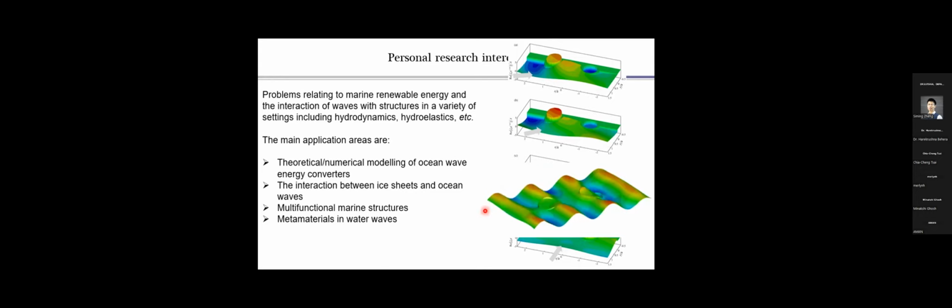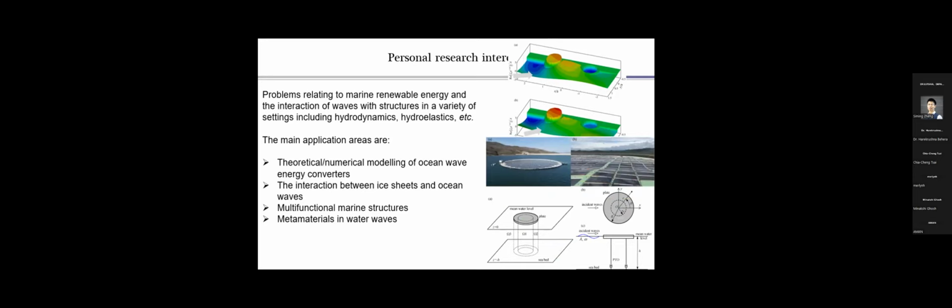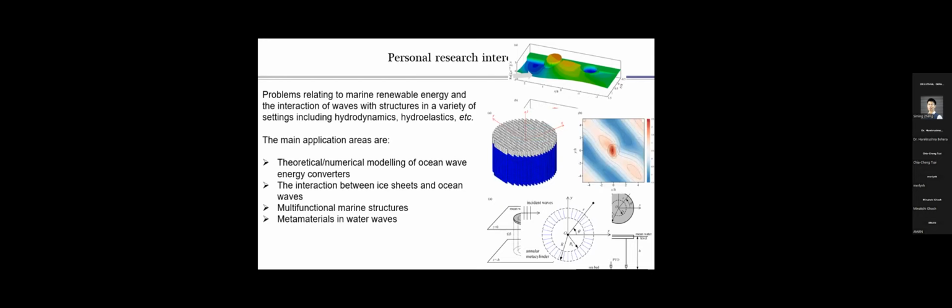This animation shows water wave interaction with an array of floating porous elastic plates. This is an integration of a flexible wave energy converter with an offshore floating solar energy farm. I reported this work last year at our conference. This figure shows the water wave interaction with metamaterial cylinders. This is a metamaterial cylinder consisting of a large number of thin plates deployed in parallel.